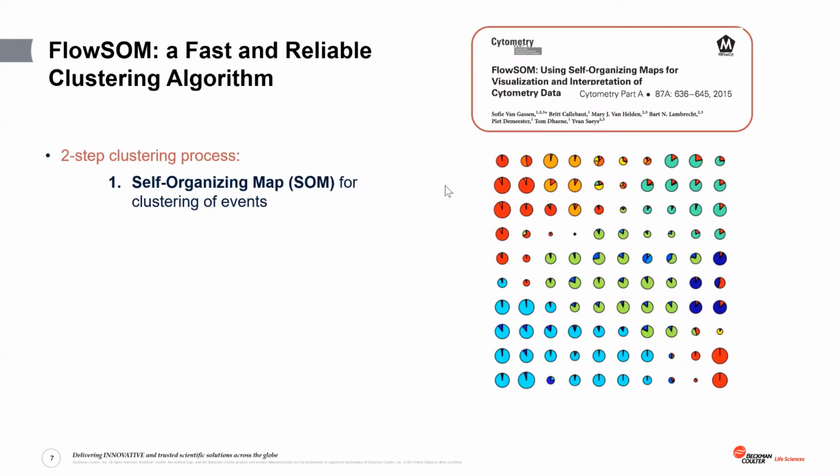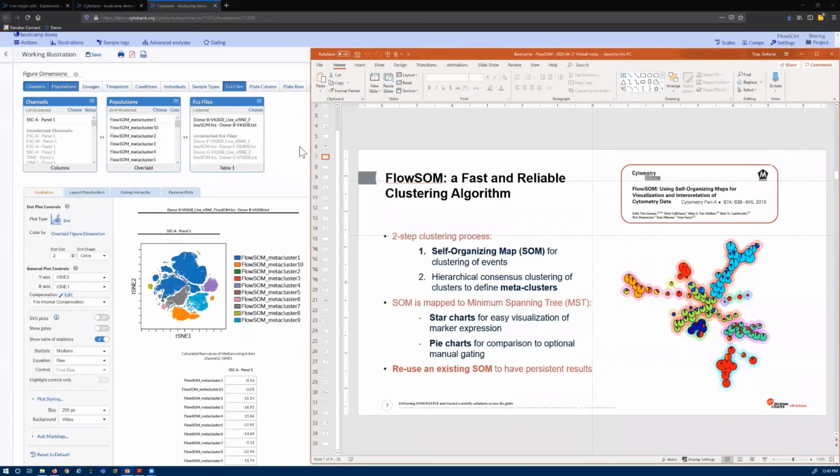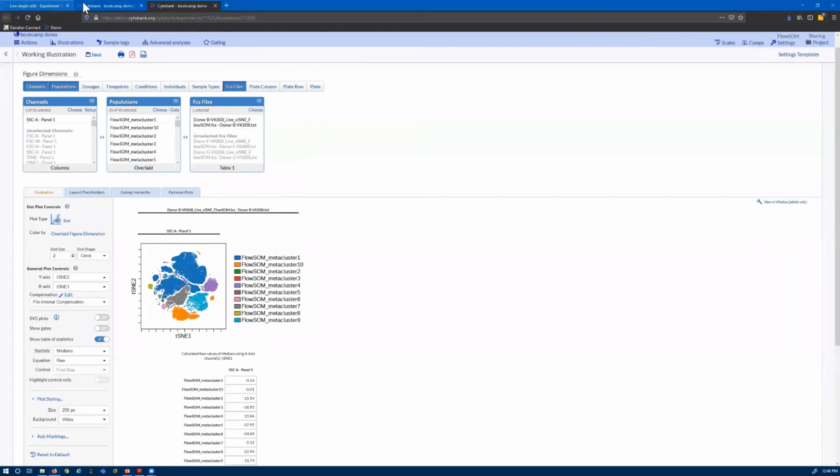Sure. So in order to annotate the metaclusters, you have to rely on other knowledge that you have, whether you have already done manual gates, you can use those to compare to, or you can take a look at the marker expression if you haven't done those gates. So I'll just go into the app, for example, to show how we can do this.